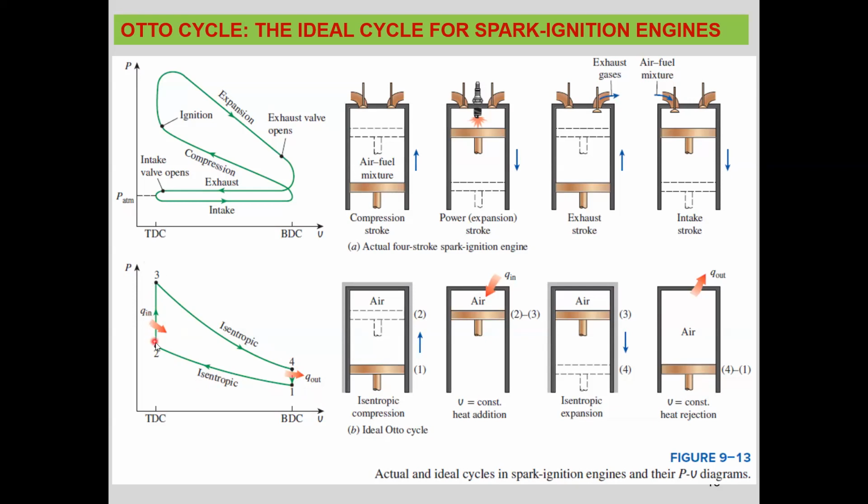Here, in the ideal cycle, constant volume heat addition 2, 3. In the actual cycle, this is the combustion process. 3, 4 isentropic expansion. In the actual process, it is expansion power stroke. 4, 1 constant volume heat rejection process. In the actual cycle, it is exhaust blowdown. Okay, so this is how they transfer.